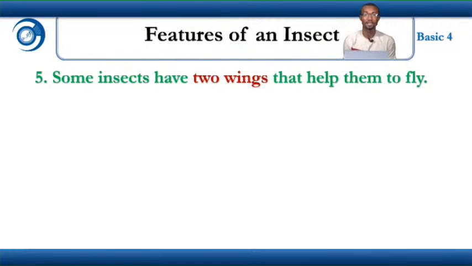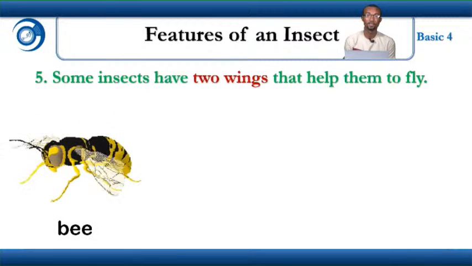The next feature is that some insects have 2 wings that help them to fly. If you look at the bee having wings, flapping them up and down, that helps the bee to fly from one place to another. It serves as a source of movement for the bee.